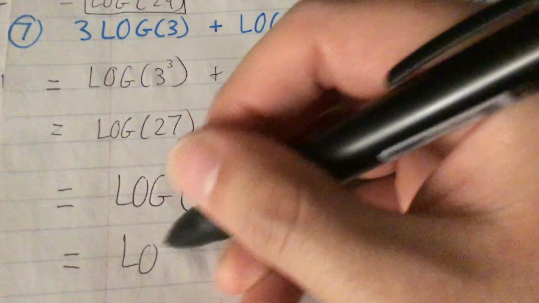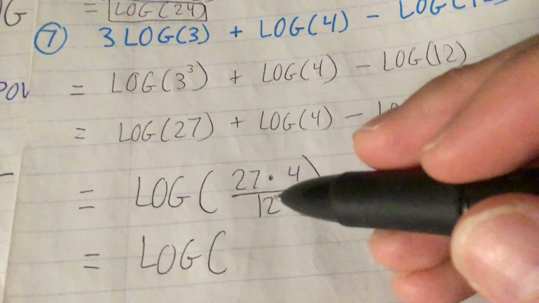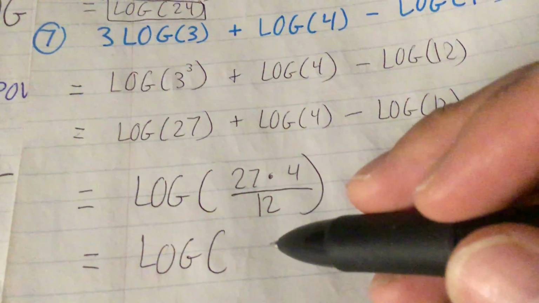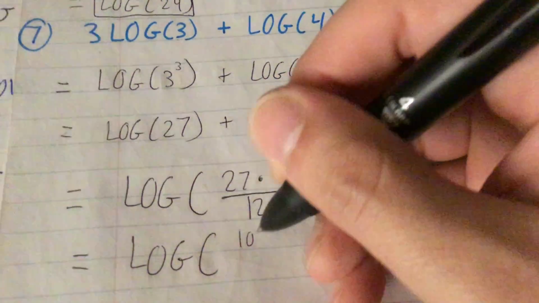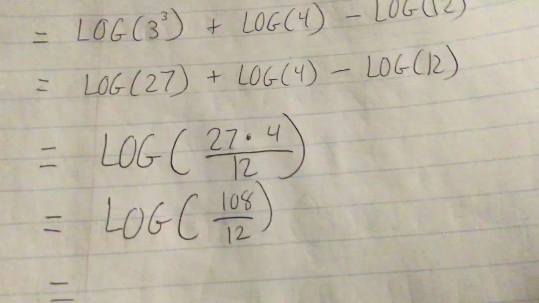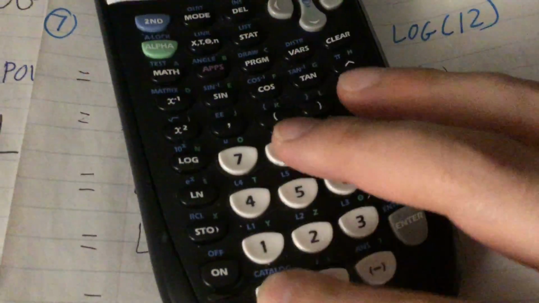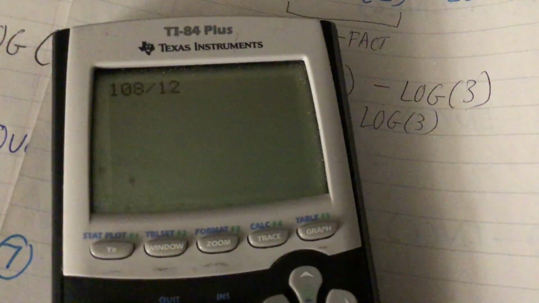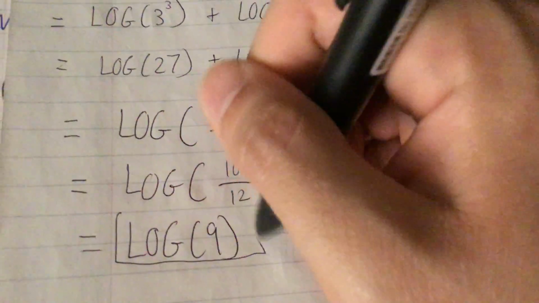And now, let's see if we can simplify this. So that becomes log of 27 times 4. I could do that in my head. If 25 times 4 is 100, then 26 would be 104, 27 would be 108. So 108 divided by 12, whatever that is, I'm going to get my calculator. 108 divided by 12 is 9. So this whole thing could have been just simply the log of 9.